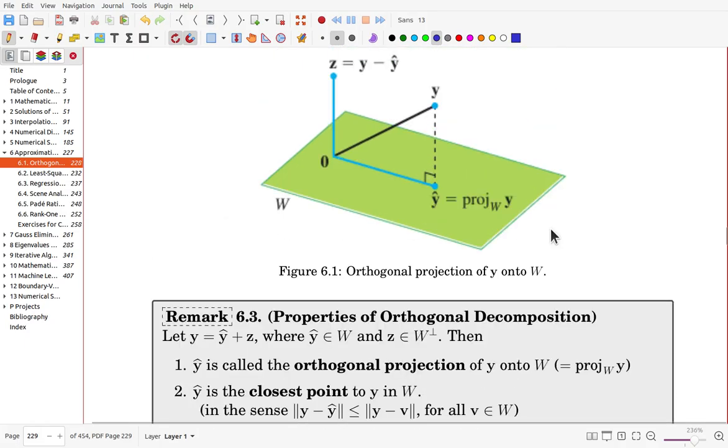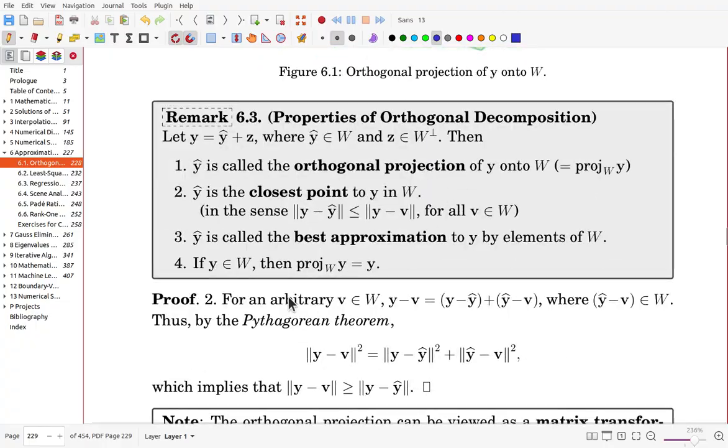Let's go back to the figure. Then y hat is the projection. Now from y, if we choose any v in W, the length will be not less than y minus y hat. So it is the closest point to y in W, right? Y hat is called the best approximation to y by elements of W.